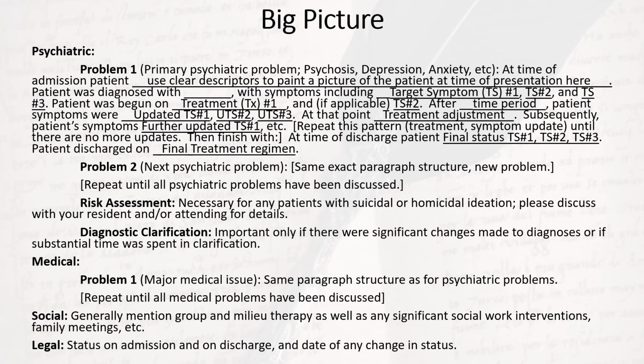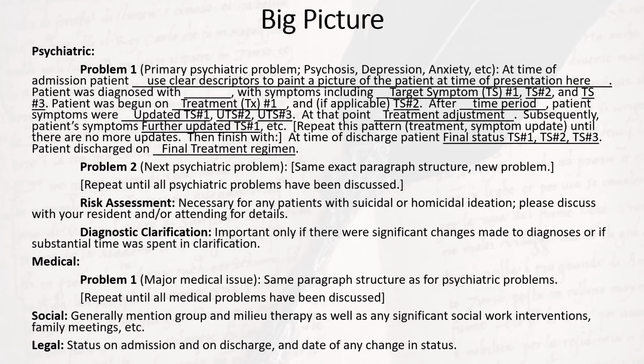If necessary, I'll do a risk assessment, which we'll talk about. It will be necessary for patients with suicidal or homicidal ideation. If necessary, I'll write a diagnostic clarification. Generally not necessary. It's important if there are significant changes made to diagnoses or a lot of time spent clarifying diagnoses. And then I'm going to transition to my medical section. I'm going to say problem 1. Same paragraph structure as described for the psychiatric problems, if it's a significant enough problem to warrant it. And then problem 2, etc.